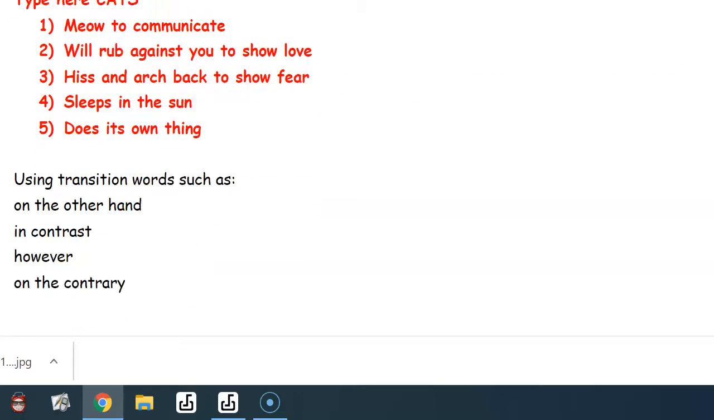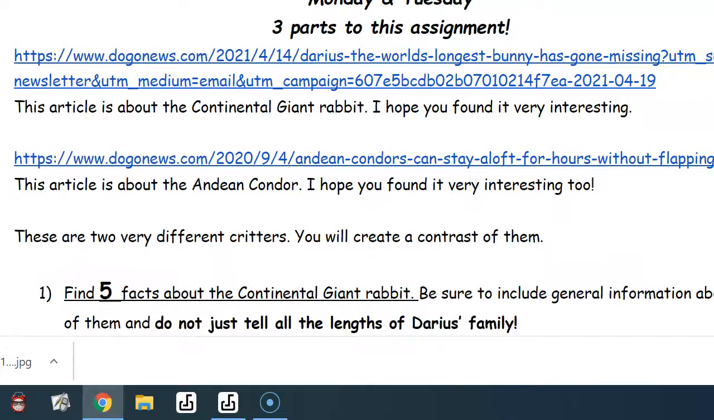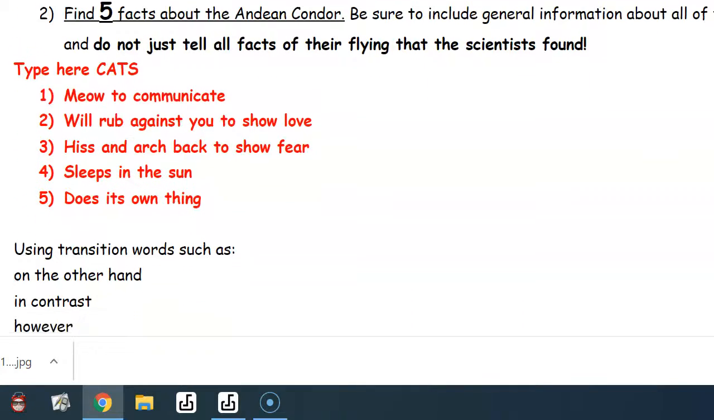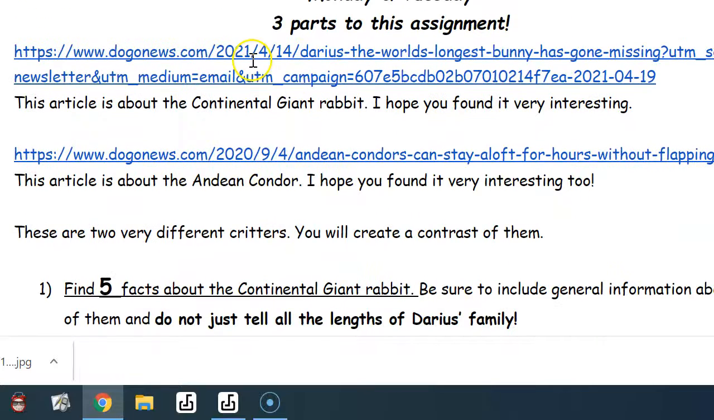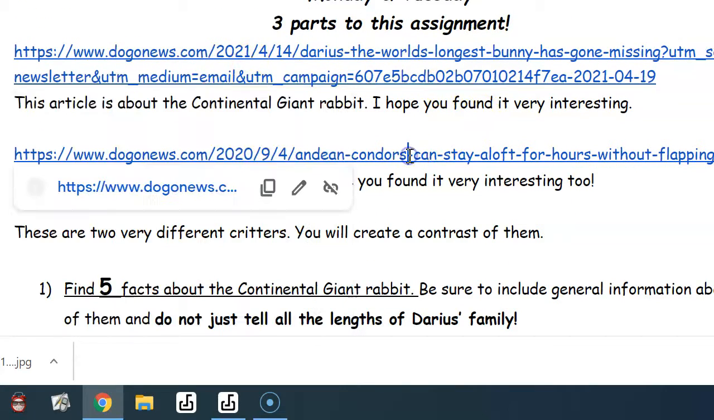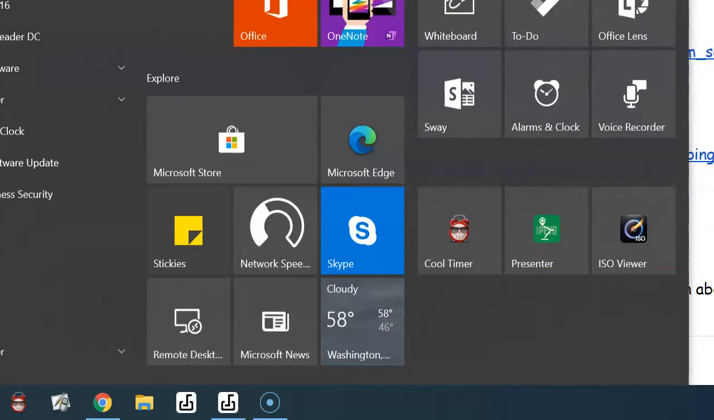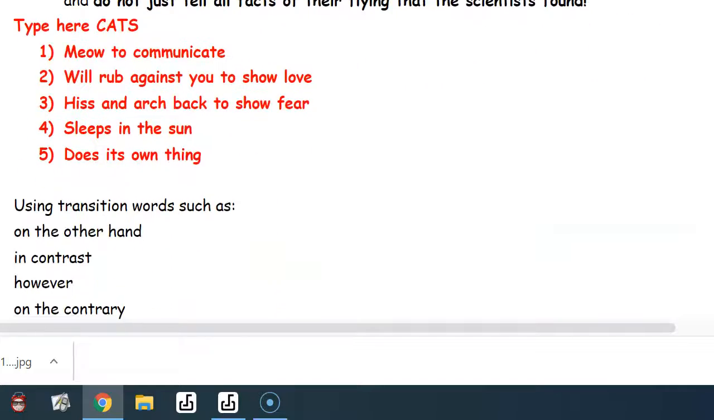So now that's the first and second part of this job because there's three parts of this assignment. First one, find five facts of the first article. Second one, five facts of the next article. Now, you're not doing dogs and cats. You're actually going to read these articles. This one here is a hot link about the bunny. And this here is a hot link about the condor. You can see that bird. He's a big bird. He's very big. And he's really impressive. Okay? And so that's what you're going to do. And I'm just showing you this as an example.